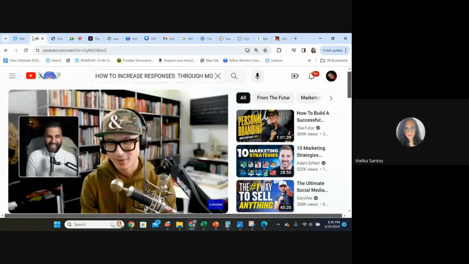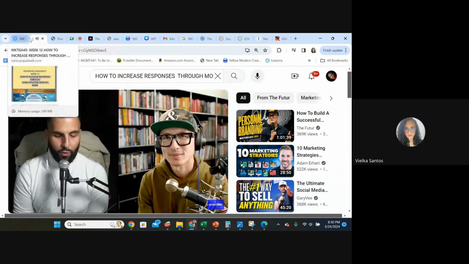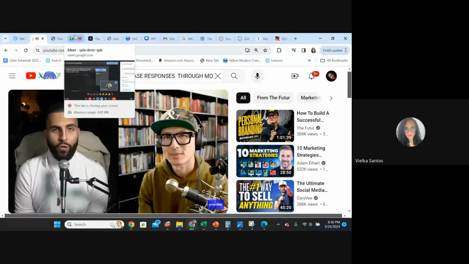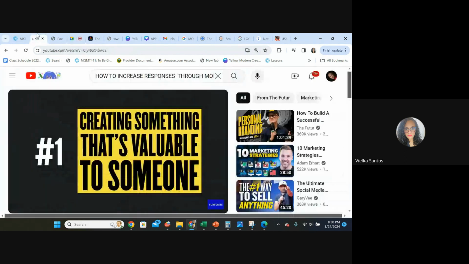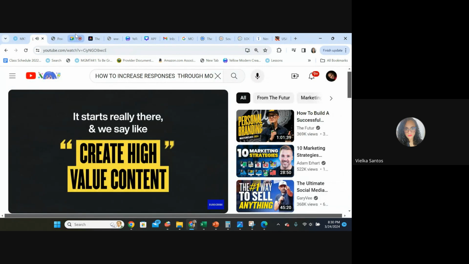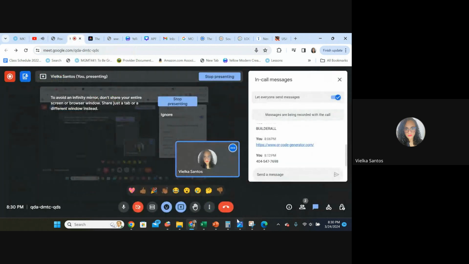Different relationship. So let's talk about this model that you've been exploring, which we've been calling the hybrid approach. Where do these two worlds coexist in your thinking? Everyone starts with creating something that's valuable to someone. It starts really there. You say create high value content. Like, teach me something I haven't seen a thousand times. Or share something I know, but in a way that I've never seen. Deliver it in a way that I think is funny.